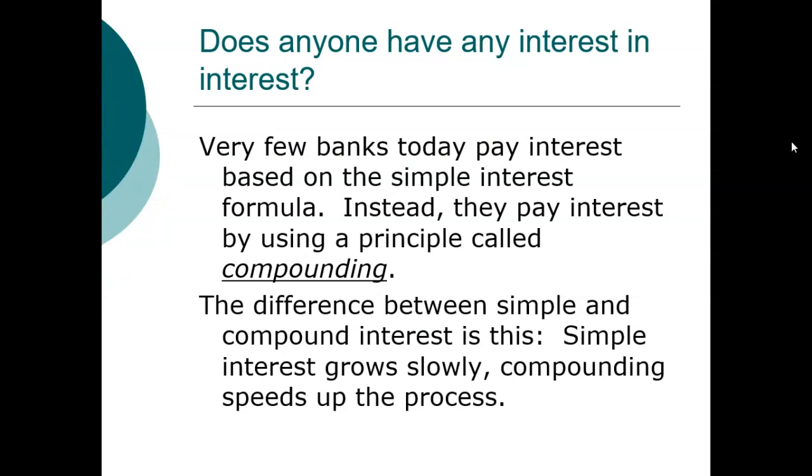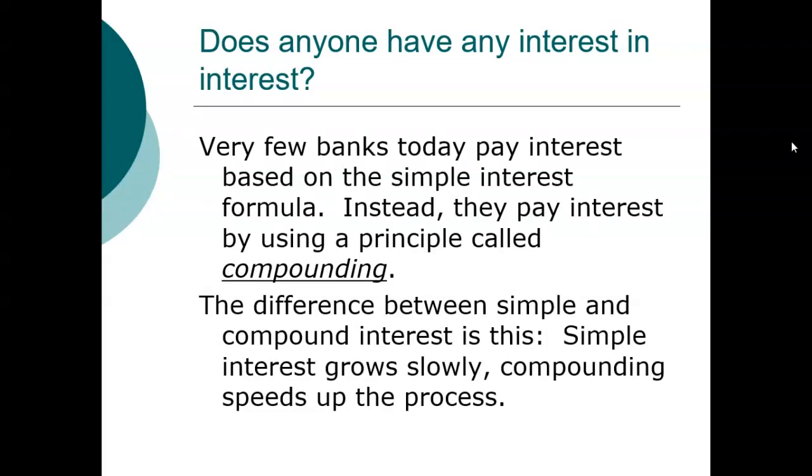Very few banks today pay interest based on the simple interest formula. Instead, they pay interest by using a principle called compounding. We'll look at compounding and simple interest in a minute, but basically the difference between them is that simple interest grows very slowly. It's not an exponential growth, whereas compound interest speeds up the process because it's an exponential function, and you'll see in the formula. Maybe that doesn't make a lot of sense to you, but basically with compound interest, we're making interest on our interest.